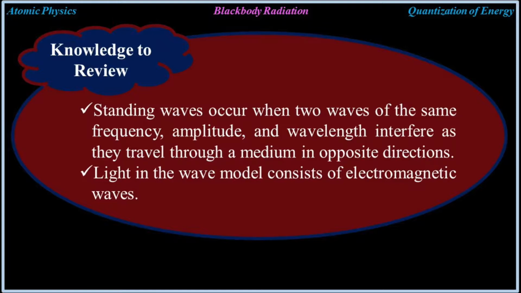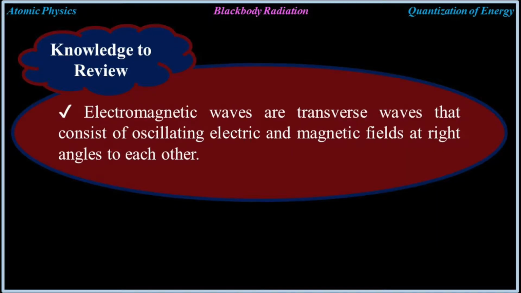Standing waves occur when two waves of the same frequency, amplitude, and wavelength interfere as they travel through a medium in opposite directions. Light, in the wave model, consists of electromagnetic waves. Electromagnetic waves are transverse waves that consist of oscillating electric and magnetic fields at right angles to each other.